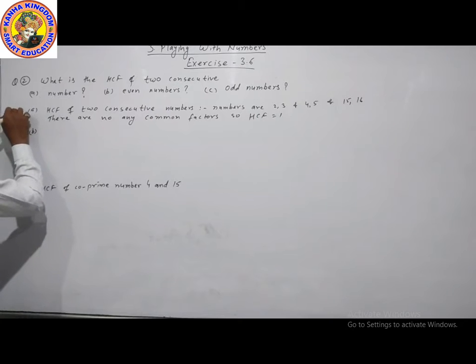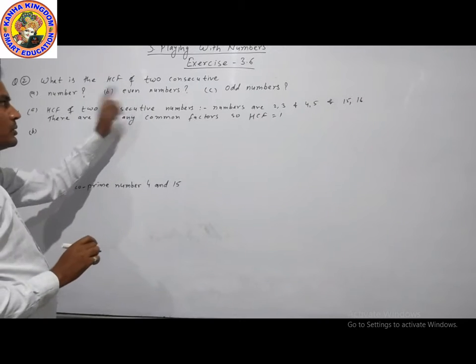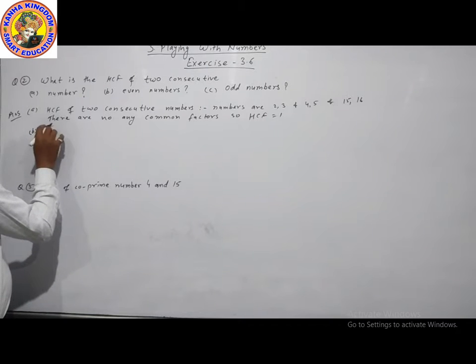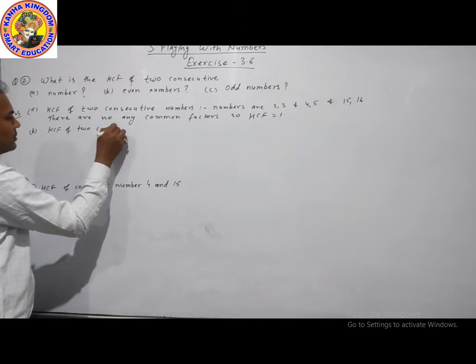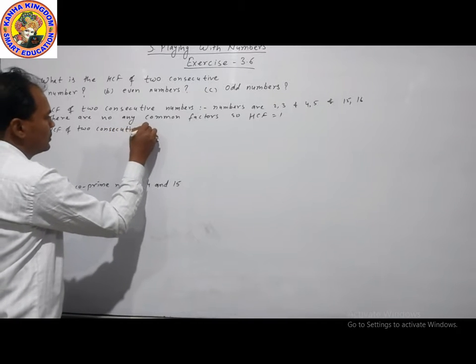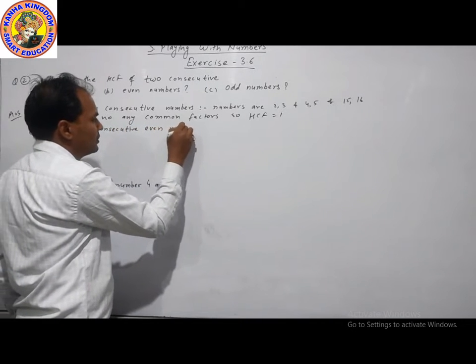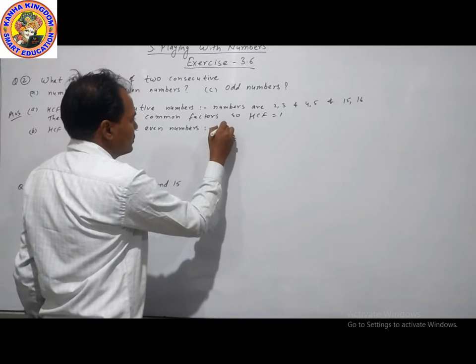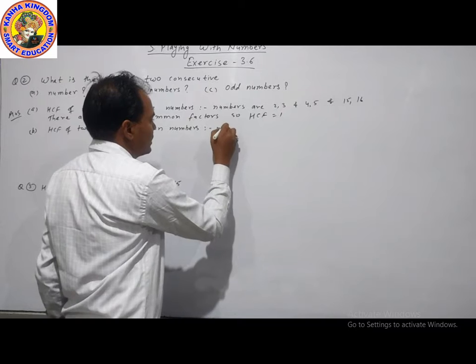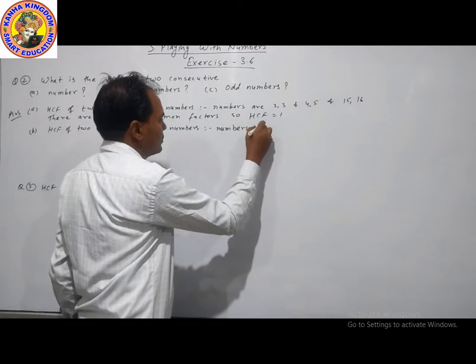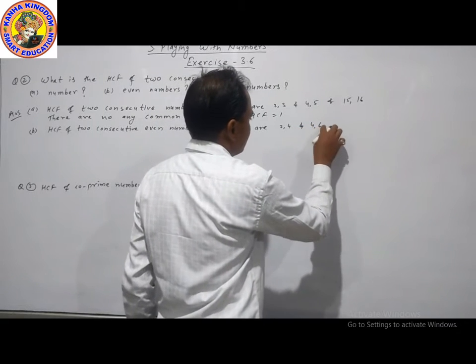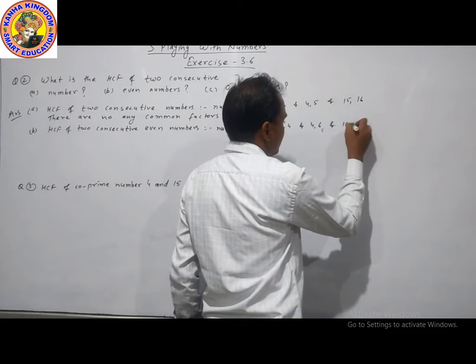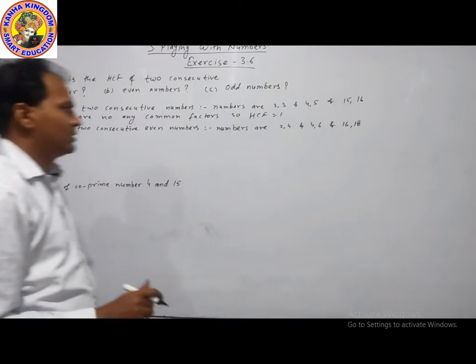Now taking part B, the HCF of two consecutive even numbers. The numbers are 2, 4; 4, 6; 16, 18. These are the numbers.